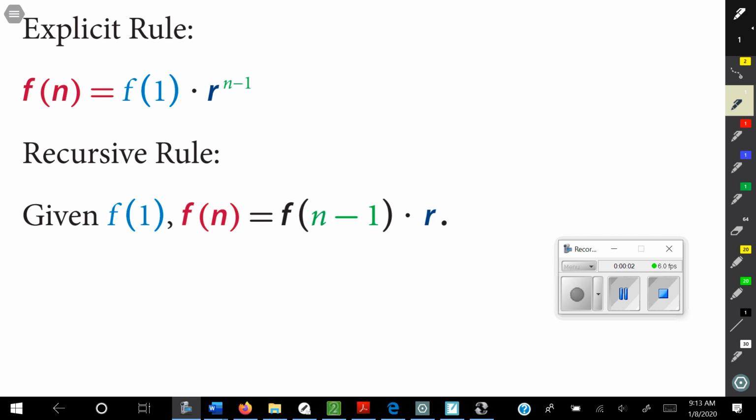Hello, thank you for checking out A1 Math, and today we're looking at writing geometric sequences. We want to write them in the explicit rule and the recursive rule.